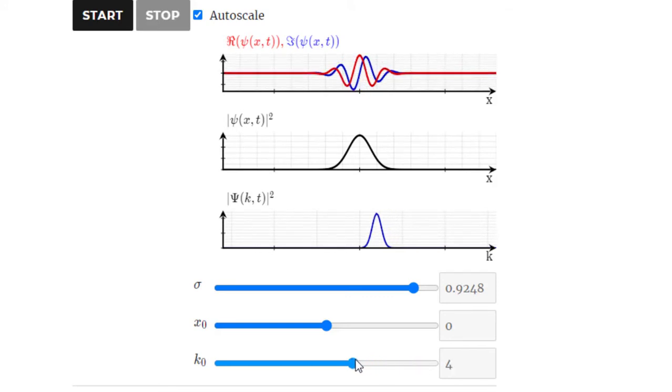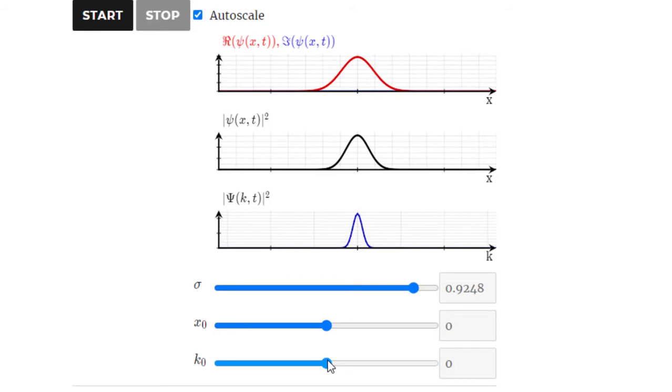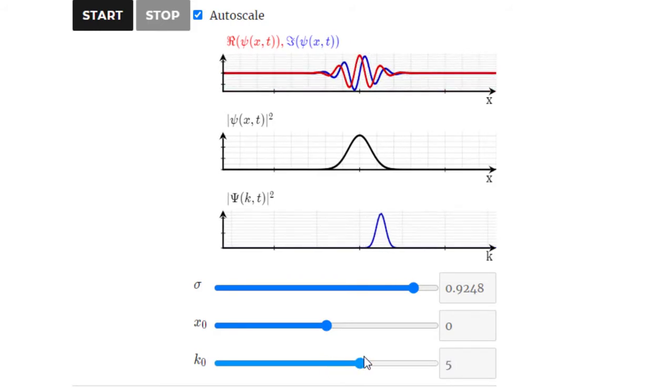So if I change the value of k0, then you see that the number of wiggles, if we want to put it like that, in the wave function changes. The spatial frequency is changing. And that's because what we are doing is we're taking our Gaussian wave function, which is purely real, multiplying it by e to the i k0 x, which is cosine k0x plus i sine k0x, so we've got real and imaginary components.